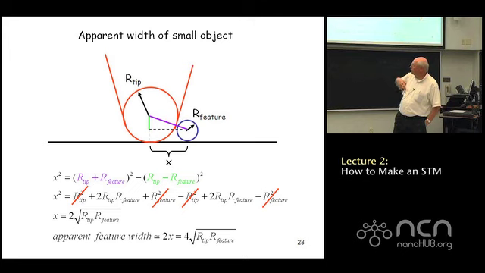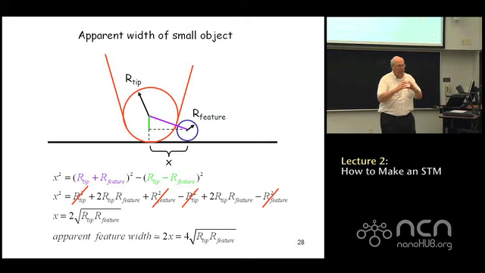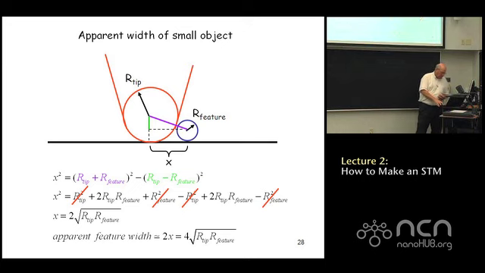It turns out the apparent feature width, just following the simple geometry here, is 4 times the square root of the radius of the tip times the radius of the feature. So the width of the feature is always greater than it actually is when you image it with these scanning tunneling microscopes. And this is a rough and ready way to sort that out.